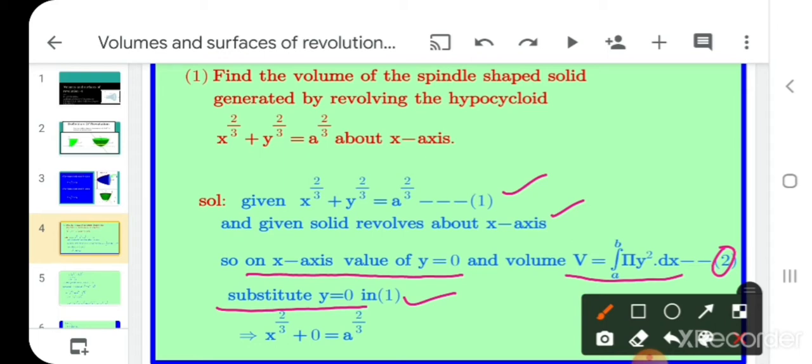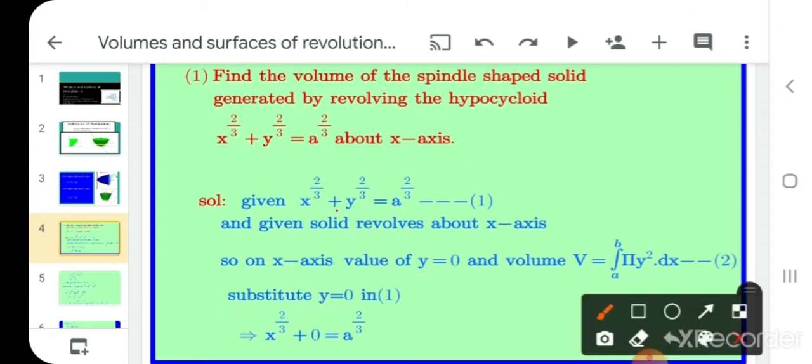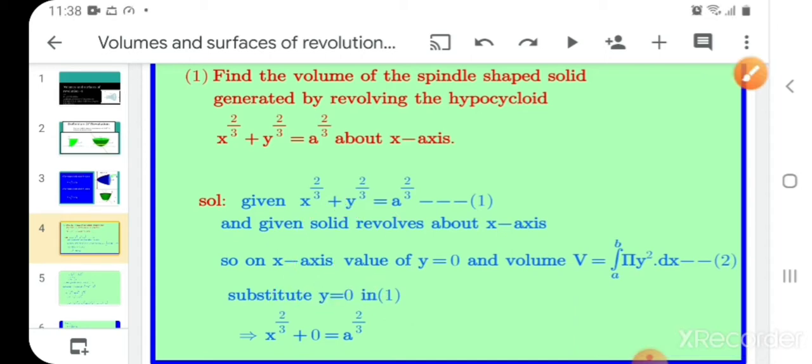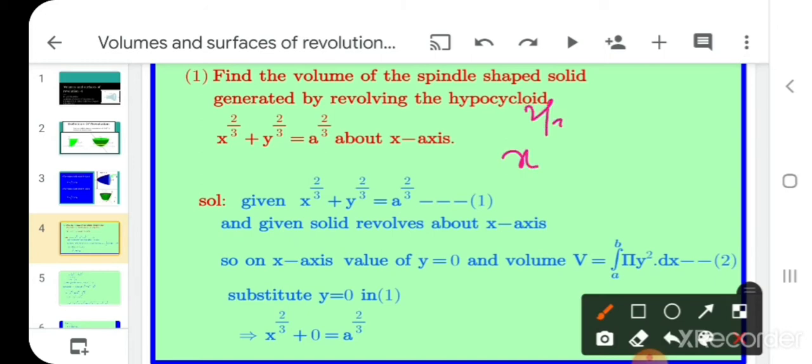So substitute y equals 0, what do we get? x power 2 by 3, same. Put y equals 0, what do we get? 0. And the right side is the same, a power 2 by 3. Here I write 0, so 0 power 2 by 3 equals 0. What is the remaining term? x power 2 by 3 plus 0 equals a power 2 by 3. That implies what we have here? x power 2 by 3 equals a power 2 by 3.